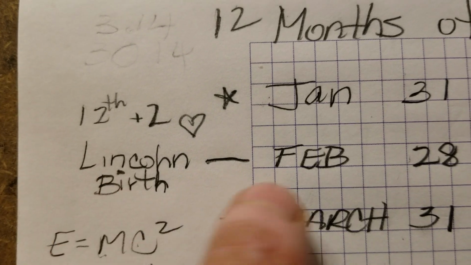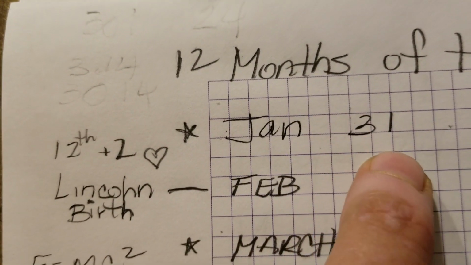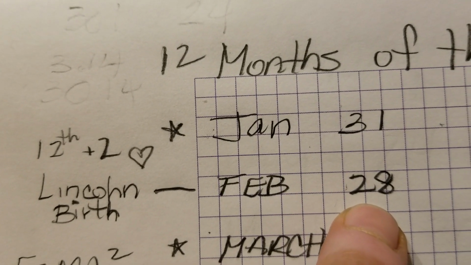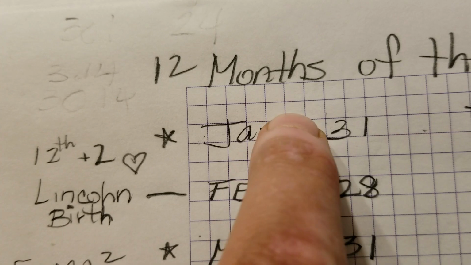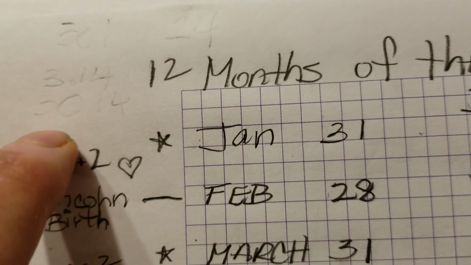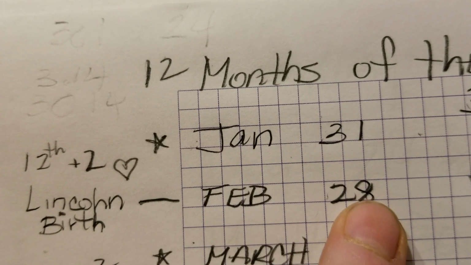Now, February is the only month that isn't 30 or 31 days. It's 28, because our solar year is 365 and a quarter. So that's why every so many years we have a leap year, and that goes to February 29th.